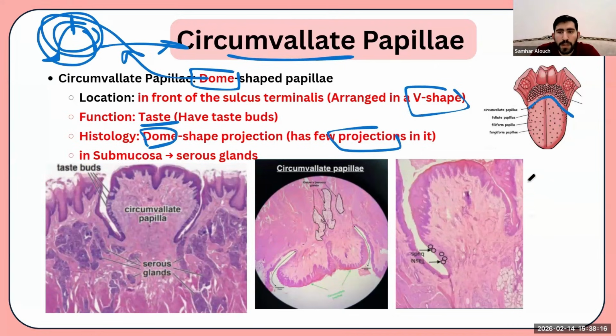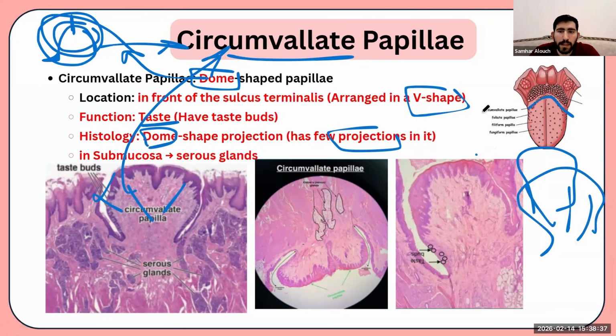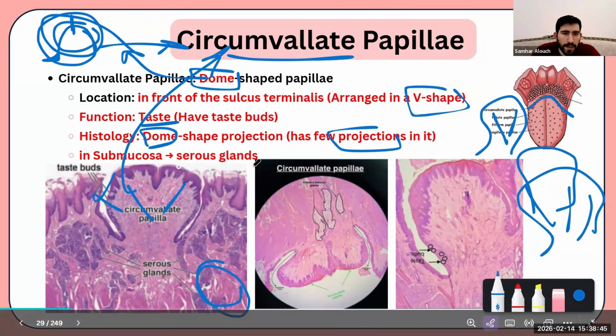If you see a dome or a mushroom, because it's not that easy to differentiate between a dome and a mushroom in all pictures, I may say, wait, maybe this is a mushroom. Then I look inside it, and it has only two projections. That's not fungiform, that's circumvallate. So fungiform is a mushroom with multiple projections. Circumvallate is dome-shaped with one or two projections. That's how you differentiate. And in the submucosa under it, there is a serous gland.